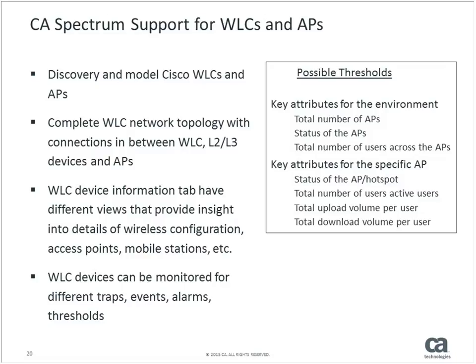So one of the things that we were trying to do was, okay, let's give users the ability to set thresholds on some of these things. The total number of access points that can connect to a controller. More importantly, the number of active users per access point. The amount of upload and download volume per user. So you can set a threshold that I don't want more than 25 users per access point.